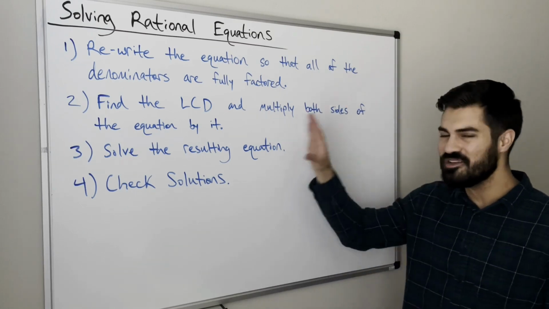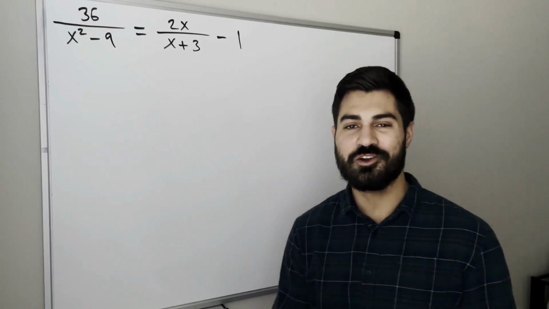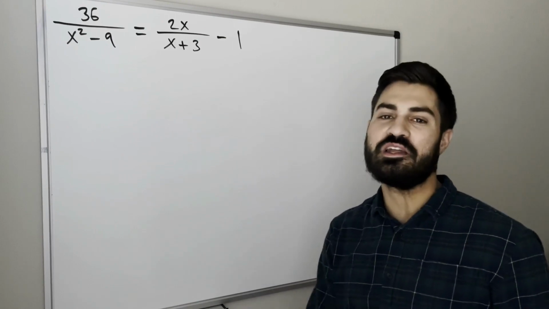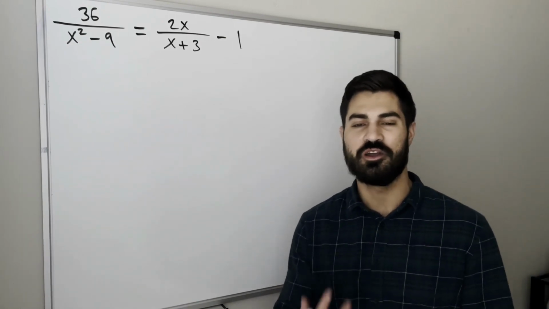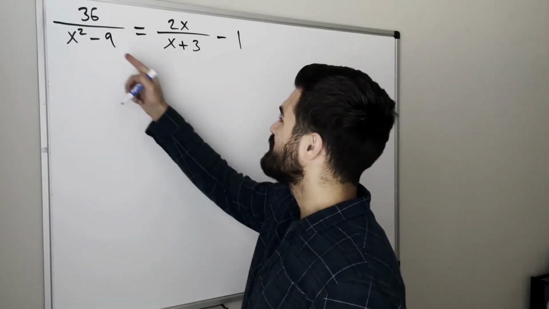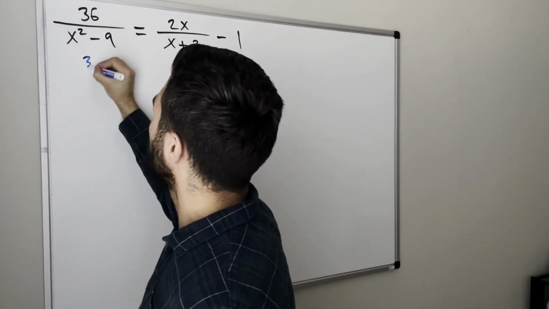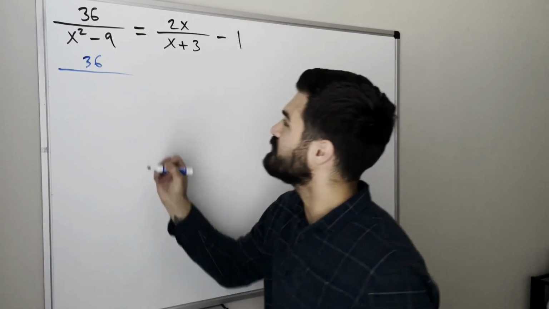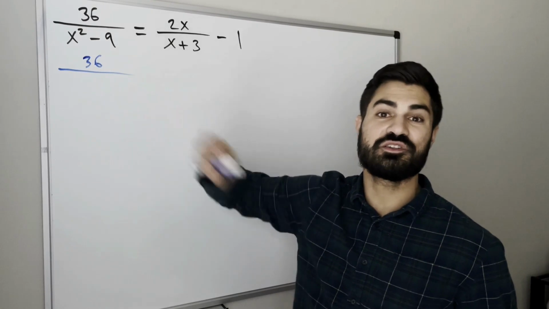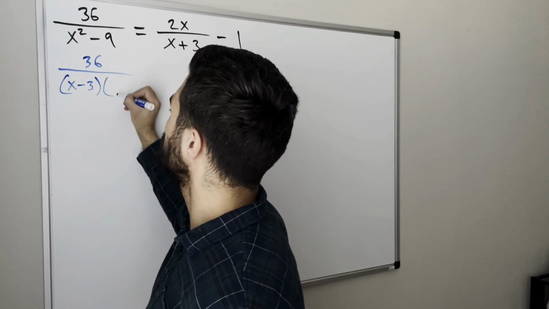So let's see if we can apply these steps once again to one final example. Since this is the last example, what I encourage you to do is go ahead and pause the video, pull out a pencil and paper, try this on your own, then press play to check your answer and compare your work with mine. All right, so I'm going to assume you're done at this point and you're just checking your answer. So again, the first thing we're going to do is rewrite this equation so that all the denominators are fully factored. So 36 over x squared minus 9 is actually a difference of squares. It can be factored into x minus 3 times x plus 3.